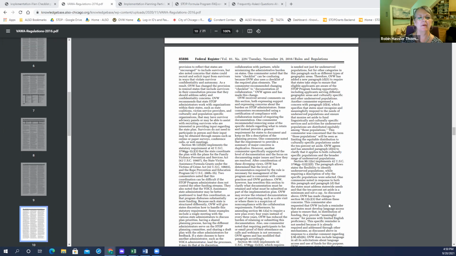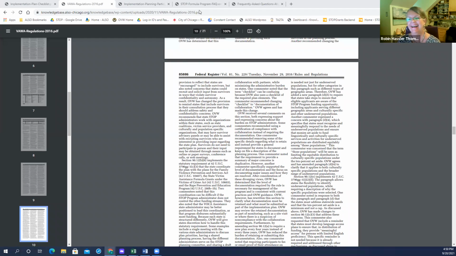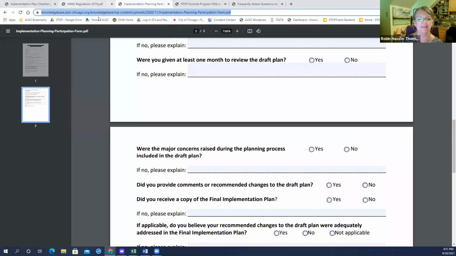Boy, this Federal Register is an eye test to try to read, Courtney. So we can probably not screen share on that.